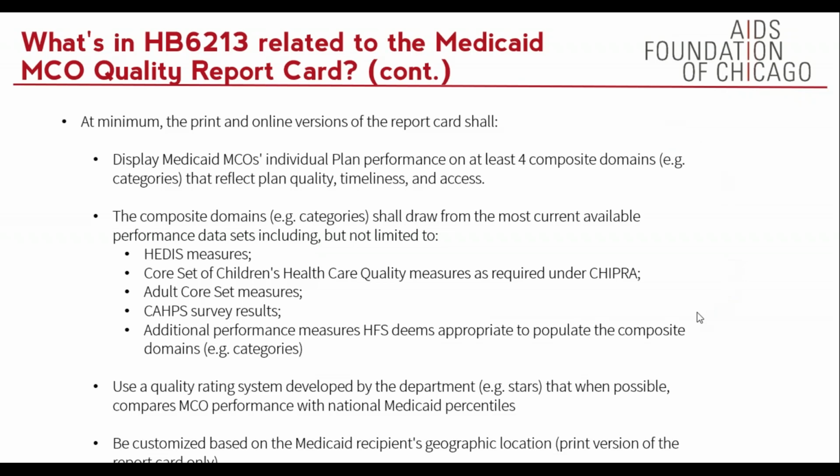We saw this a few slides ago when we had a screenshot of the actual report card. Our state currently uses stars to symbolize these categories. The print version of the report card must also be customized based on the Medicaid recipient's geographic location. So when it's mailed out, it should be very specific to that consumer. Next slide.